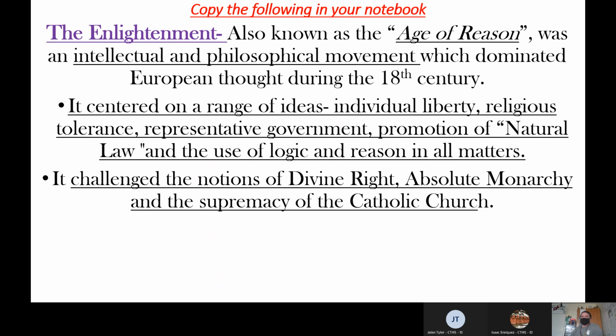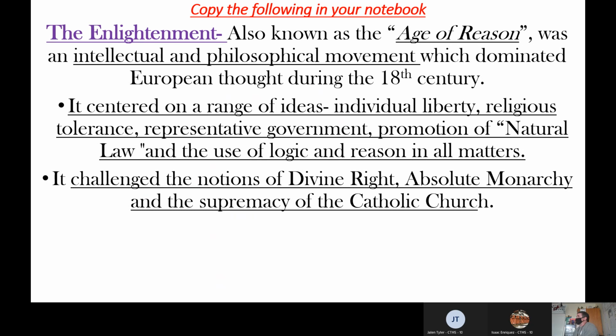It challenged the notions of divine right. Okay, remember, a lot of European kings, especially like in France, were claiming that they could do whatever they wanted because God put them on the throne. God chose them. And by virtue of that, their actions and their decisions are a reflection of what God wants. They say that's a bunch of nonsense. That goes hand in hand with the idea of absolute monarchy, the fact that a king or a queen can do whatever they want.